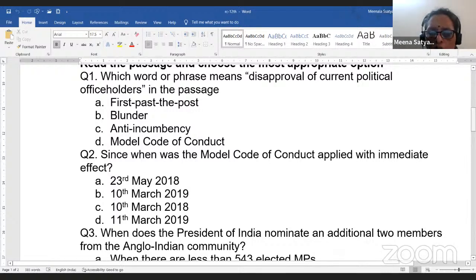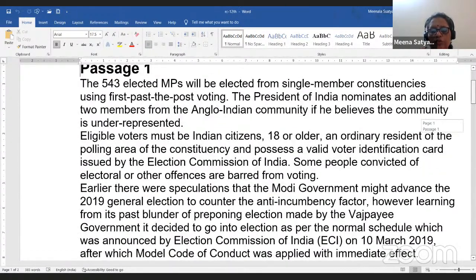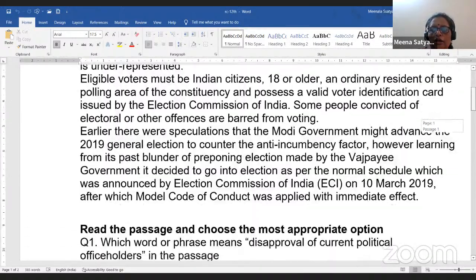Since when was the model code of conduct applied with immediate effect? Remember, in these options, there are all dates. So you now have in your mind, oh, it's a date. Now this date, you cannot remember all the 4 dates together, but somewhere in the passage, there may be dates and years. So that's where you will rush your brain cells to. 23rd May 2018, 10th March 2019, 10th March 2018, 11th March 2019. So let's go to a date if there are 2 dates. Now there's one date here, 10th March 2019. So there are no other dates, okay?